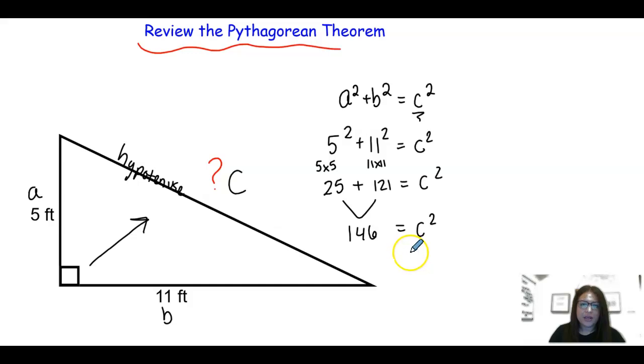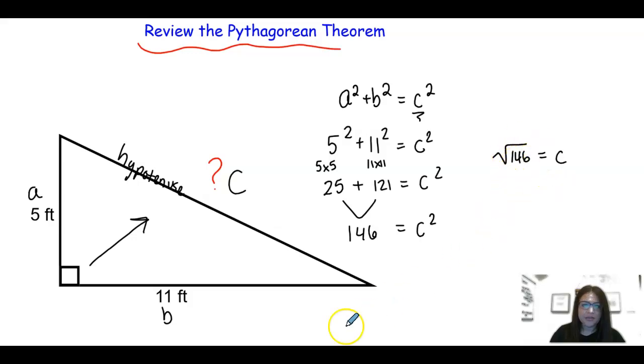All right, so now my goal is to find the value of C. I don't want to know the value of C squared. I want to know the value of just C. Now, if I want to know the value of just C, that means that I'm looking for a number that times itself will give me 146. In order for me to find that value, I would have to do the square root of this number right here. So when we're using the Pythagorean theorem and we're looking for that missing side, our final step is always to go ahead and find that square root so that we can find exactly the value of C.